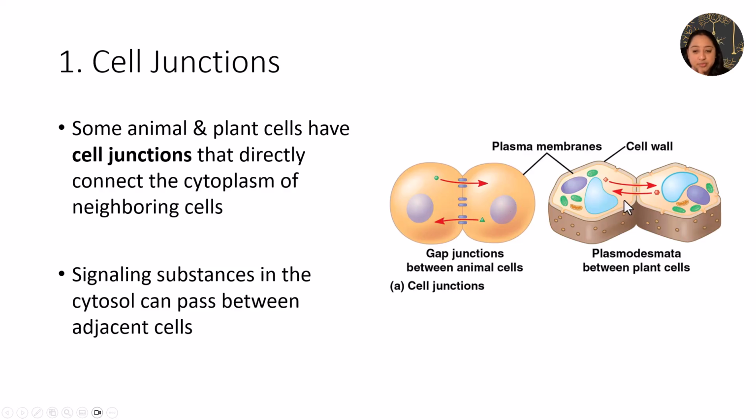And the same for plant cells. These are different kinds of connections. In animal cells, they're gap junctions. In plant cells, they are plasmodesmata. It's just like a little tunnel between these two cells, and they directly signal stuff to each other. So the signaling substances in the cytosol can pass directly between adjacent or neighboring cells.